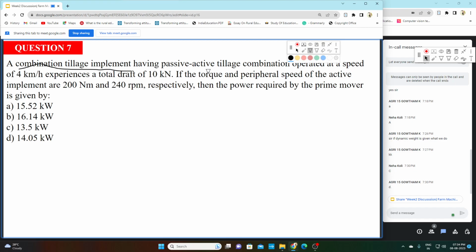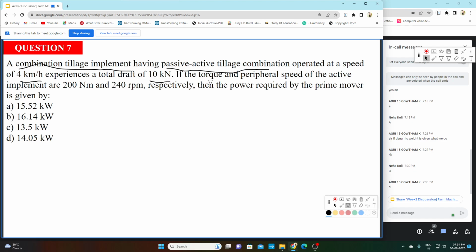So again I am discussing this. A combination tillage can have everything, like passive can also be possible, passive active is also possible, and active active is also possible. But in this question what has been asked, we have been asked regarding a passive active tillage implement. Okay, operated at a speed 4 kilometer per hour. So speed is given.